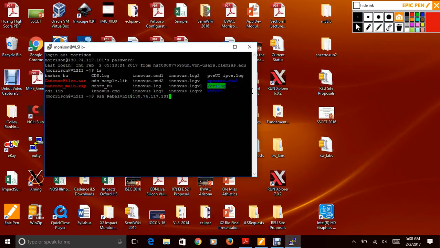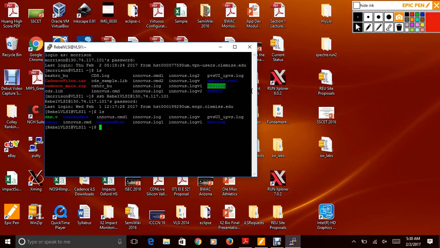I can SSH into that account, and then I can use the different password here. And now I'm in Rebel VLSI. So now there I can actually see Hierarchical Block, Innovus, all these different programs.